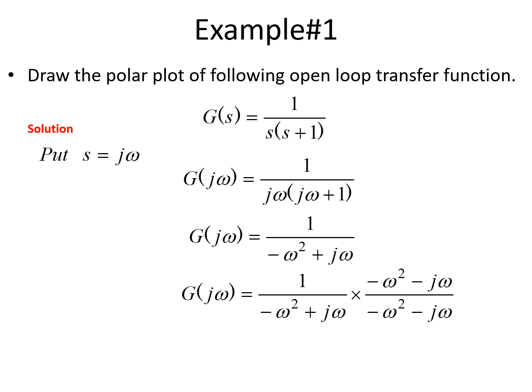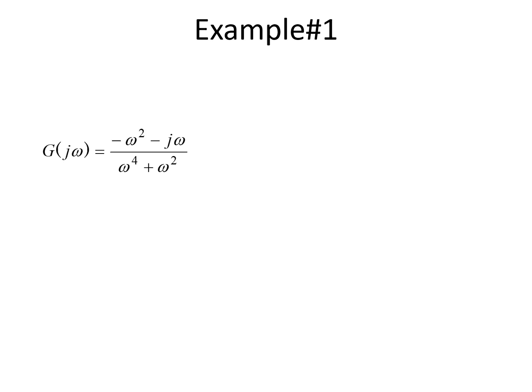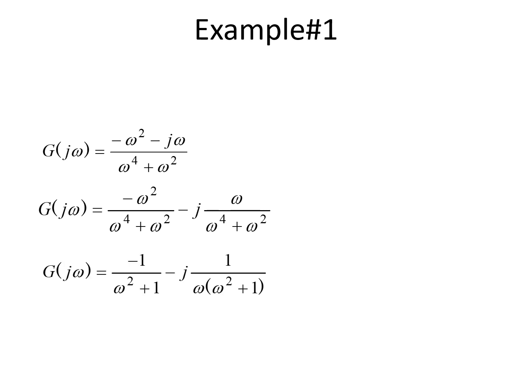minus, divide and multiply by the conjugate value, that is minus omega square minus j omega. The simplified expression for g of j omega is minus omega square minus j omega divided by omega to the power 4 plus omega square. Now for this value, you have to separate the real and the imaginary values as minus omega square divided by omega to the power 4 plus omega square, minus j into omega divided by omega to the power 4 plus omega square. Now taking omega square common from both the terms, we get a simplified expression for g of j omega as equal to this.